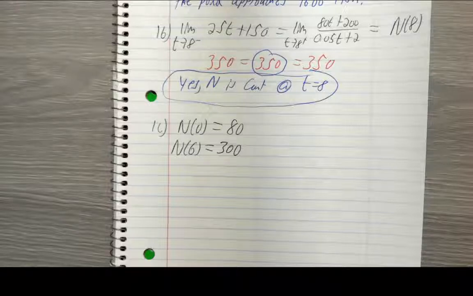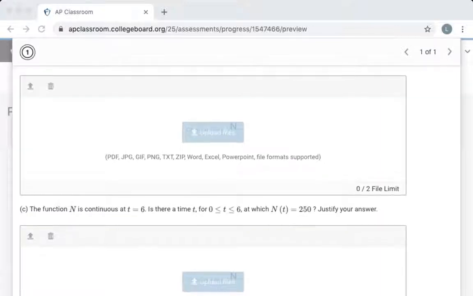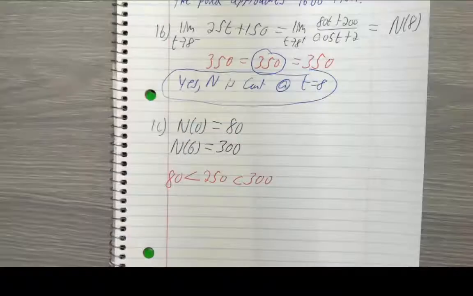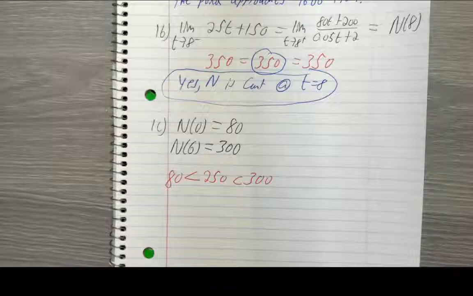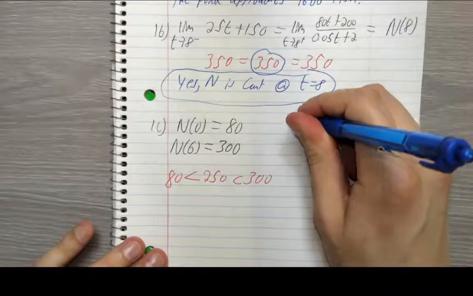The actual question says, is there a time t from 0 to 6 where n of t equals 250? This is where we use the intermediate value theorem, because we know for a fact that 80 is less than 250, which is less than 300. At the beginning of the interval it's 80, at the end of the interval it's 300. We know 250 would fit right in between those. So now we've got all the pieces of our puzzle. We can actually write our answer.